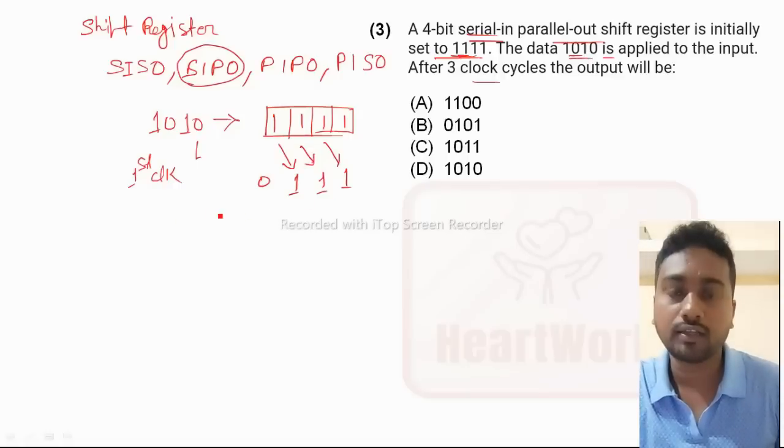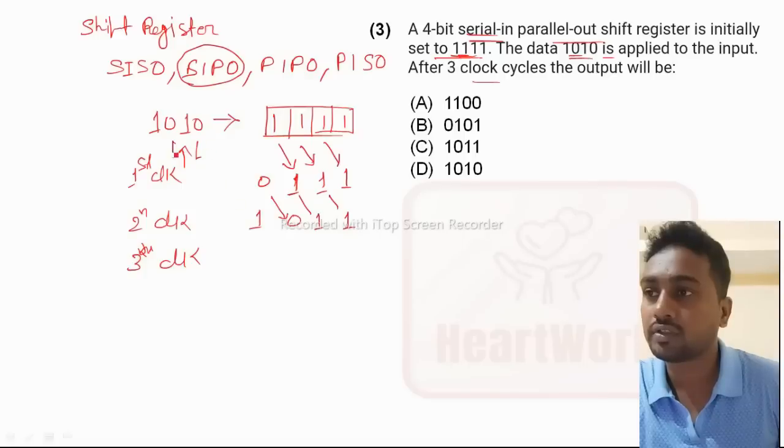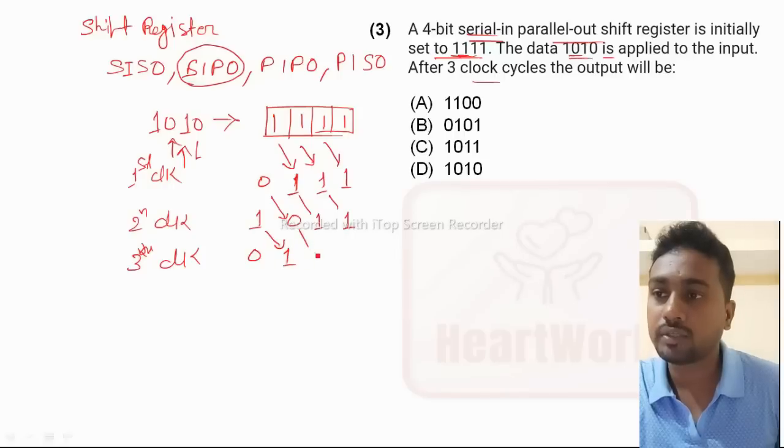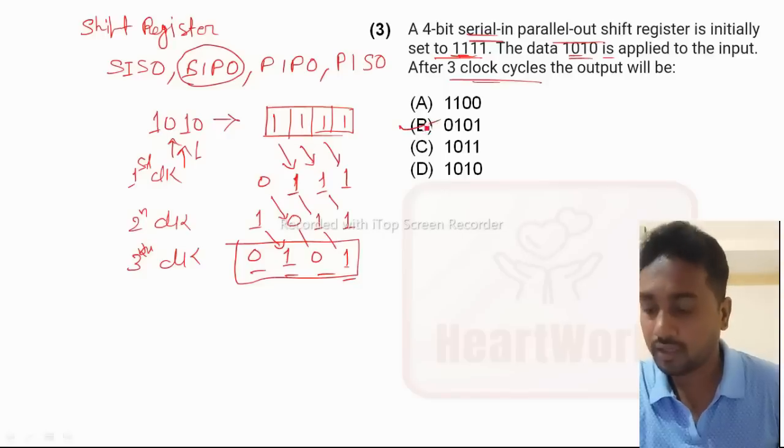Okay, in the first clock cycle the state will be like this. After that, in the second clock cycle, this one we have to initialize. So this one will be initialized, then this 0 will come here, this 1 will come here, and this 1 will come here. Again in the third clock cycle, this 0 will come here, then this 1 will shift here, this 0 will shift here, and this 1 will shift here. So after the third clock the output will look like this only, 0 1 0 1. So option B is the right answer.